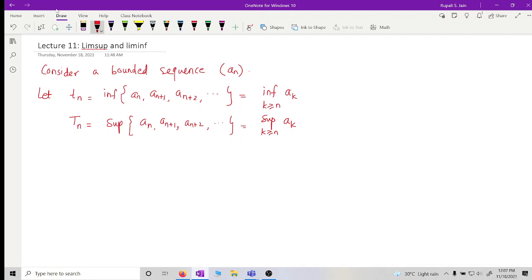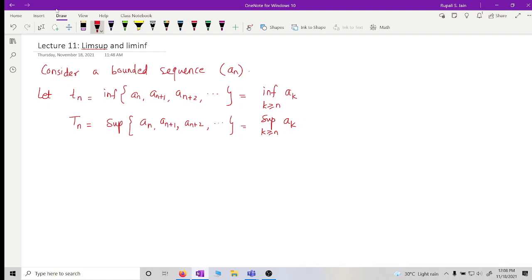Okay. So we have considered a bounded sequence a_n, a sequence of real numbers which is bounded. And now we are defining small t_n and capital T_n. What is small t_n? I am defining it as the infimum of a_n, a_(n+1), a_(n+2) and so on. And capital T_n I am defining as the supremum of a_n, a_(n+1), a_(n+2).